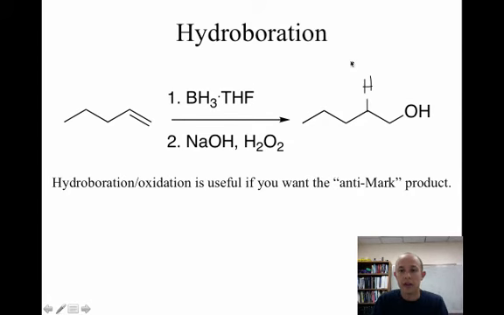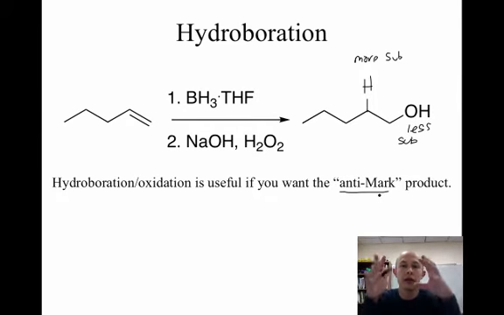but now the hydrogen goes to the more substituted carbon, and the OH goes to the less substituted carbon. So this you could think of as the anti-Markovnikov product. This is the opposite of what you would see with acid catalyzed hydration. This is the opposite of what you would see with oxymercuration, demercuration. But if we understand the mechanism, then we can understand exactly why we get this unusual result.